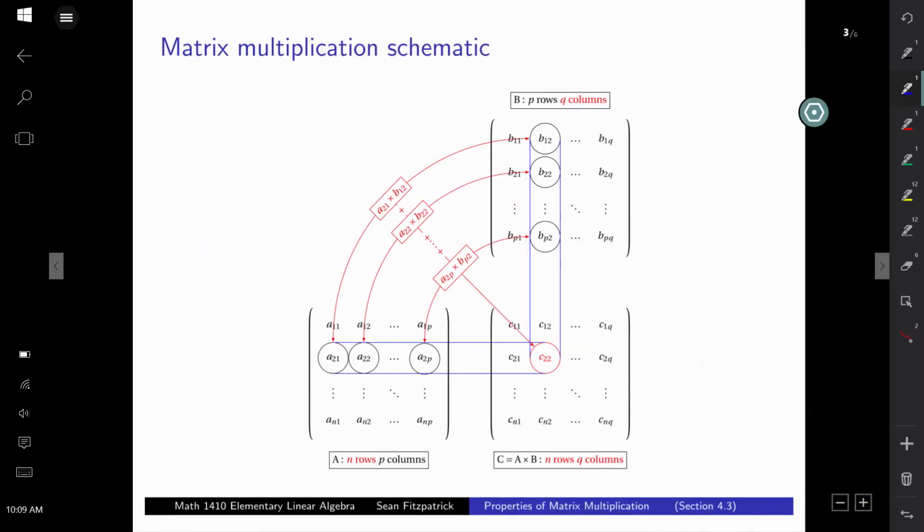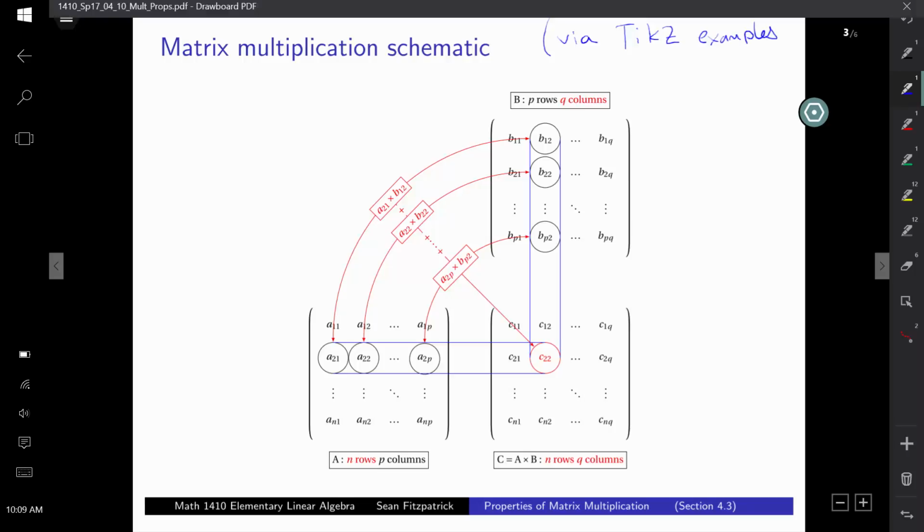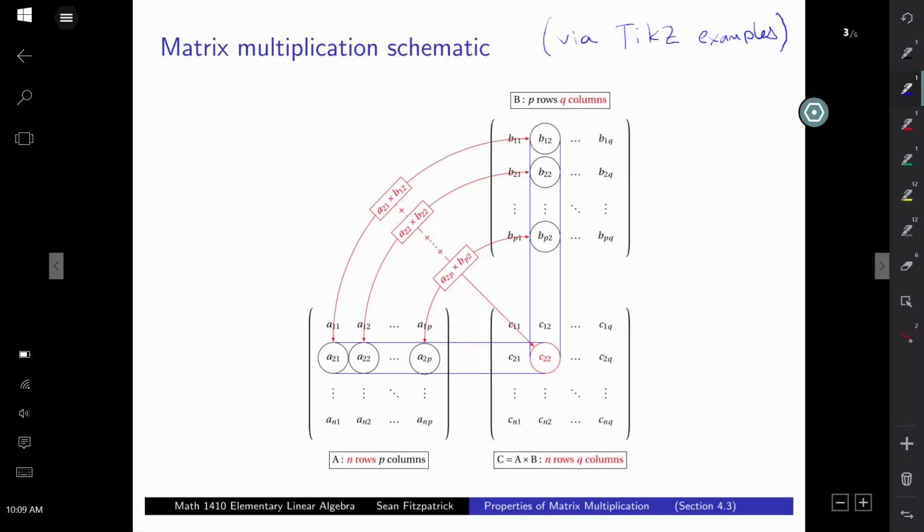Here's a nice schematic. I didn't make this myself. I borrowed this from a website called TikZ examples. TikZ is a package for producing diagrams in documents like this, and somebody came up with this one. So here's a way of visualizing matrix multiplication.